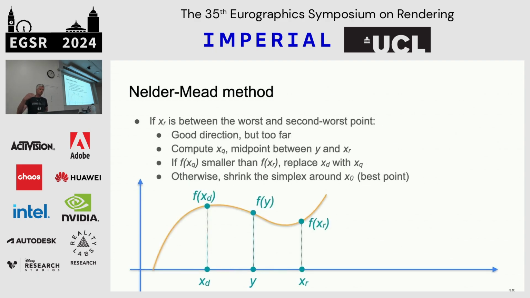And there is a third possible case. If xr happens to be between the worst and the second worst point, again, it's a good direction, but xr was probably too far, so we compute xq, which would be the middle between y and xr. And again, we run tests based on the value of xq. And in all those cases, there's a backup solution. If none of your sample points work, you simply shrink the simplex around the best point, which gives you a smaller sample. And since x0 is the best point, it's probably a good area to look back. So that's the Nelder-Mead method in 25 words or less.